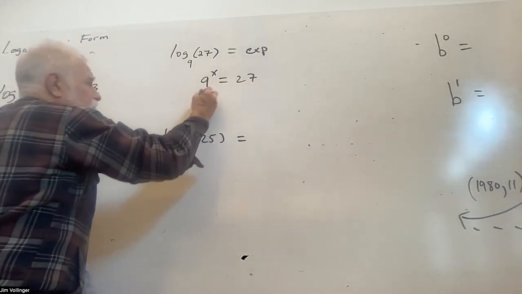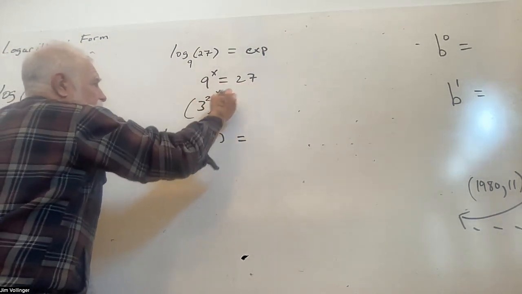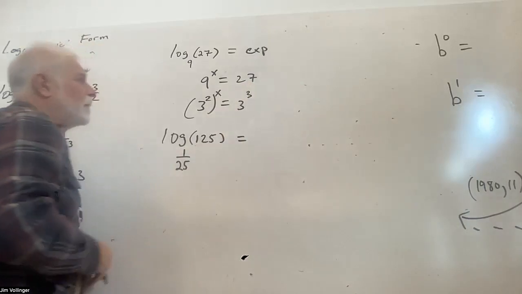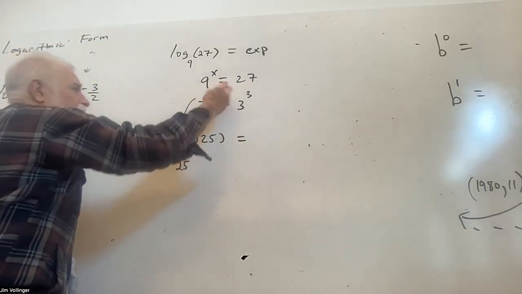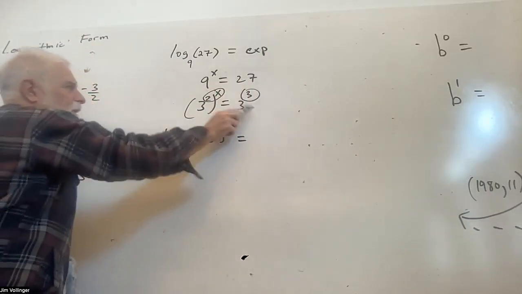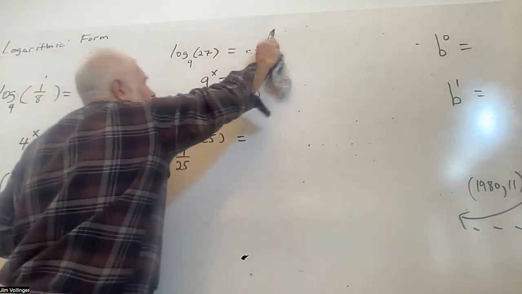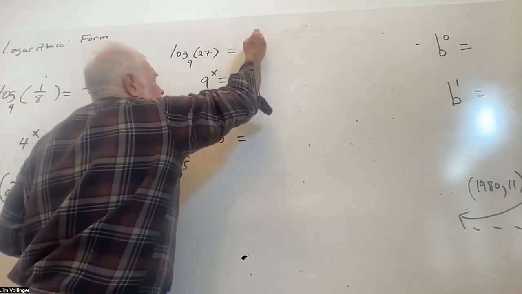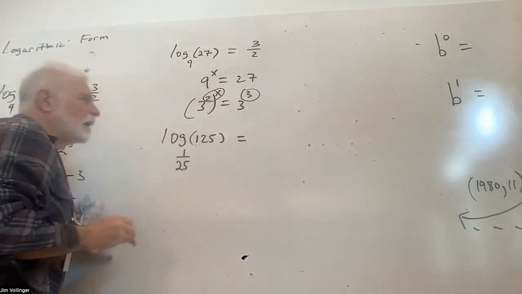Common base, 3 squared to the x, 3 to the 3. So therefore, 2 times x has to equal 3 because we have the same base. And so we have 3 halves. And that's mechanically getting it.